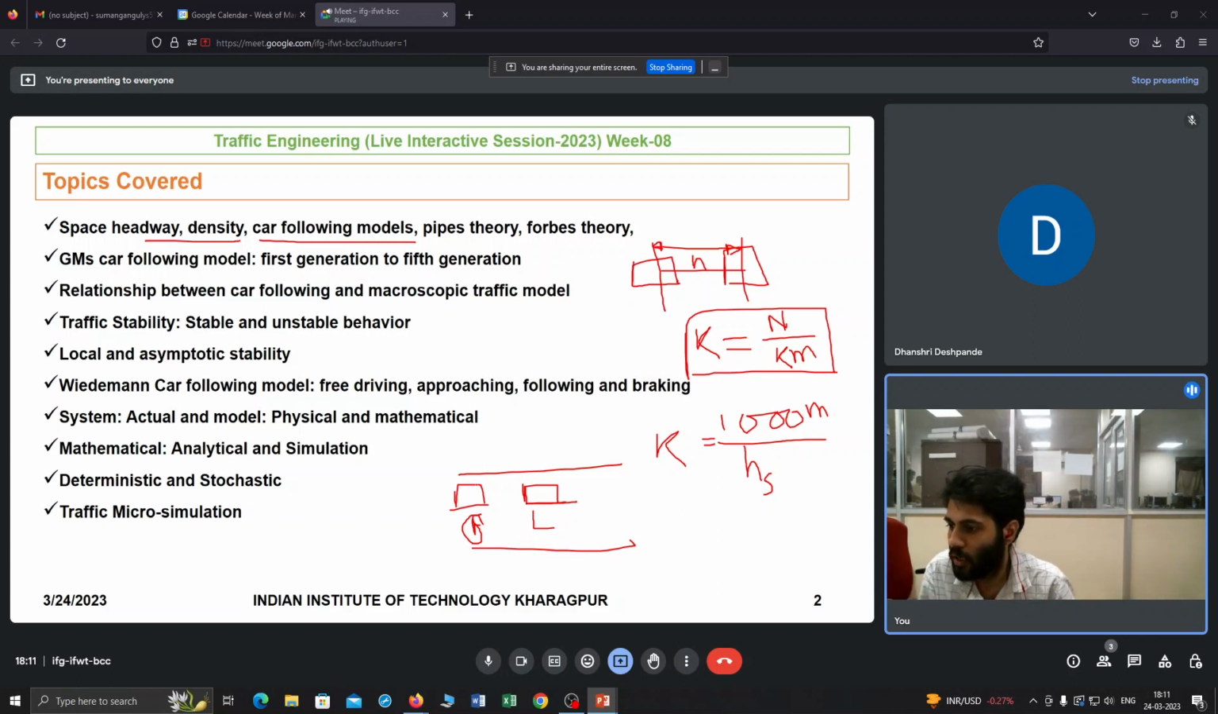If the space headway becomes small, then the reaction of this vehicle will depend on the reaction of the lead vehicle. If the lead vehicle slows down, I have to slow down as a follower, because otherwise there will be a collision or accident. This is about longitudinal interaction.